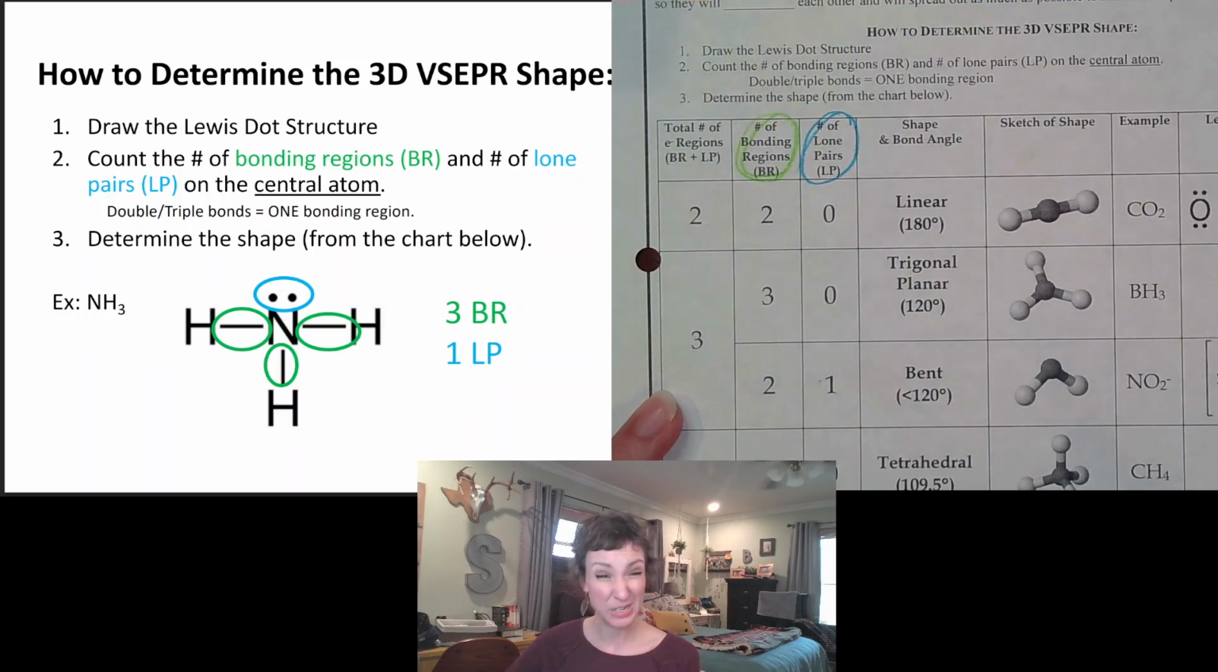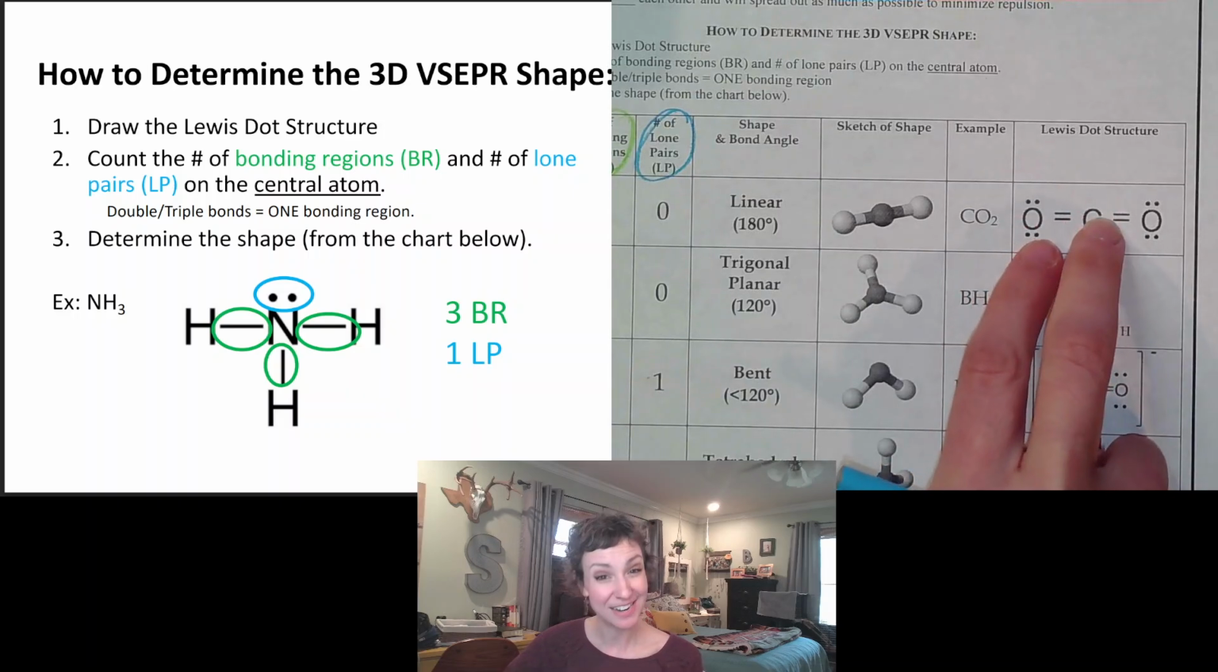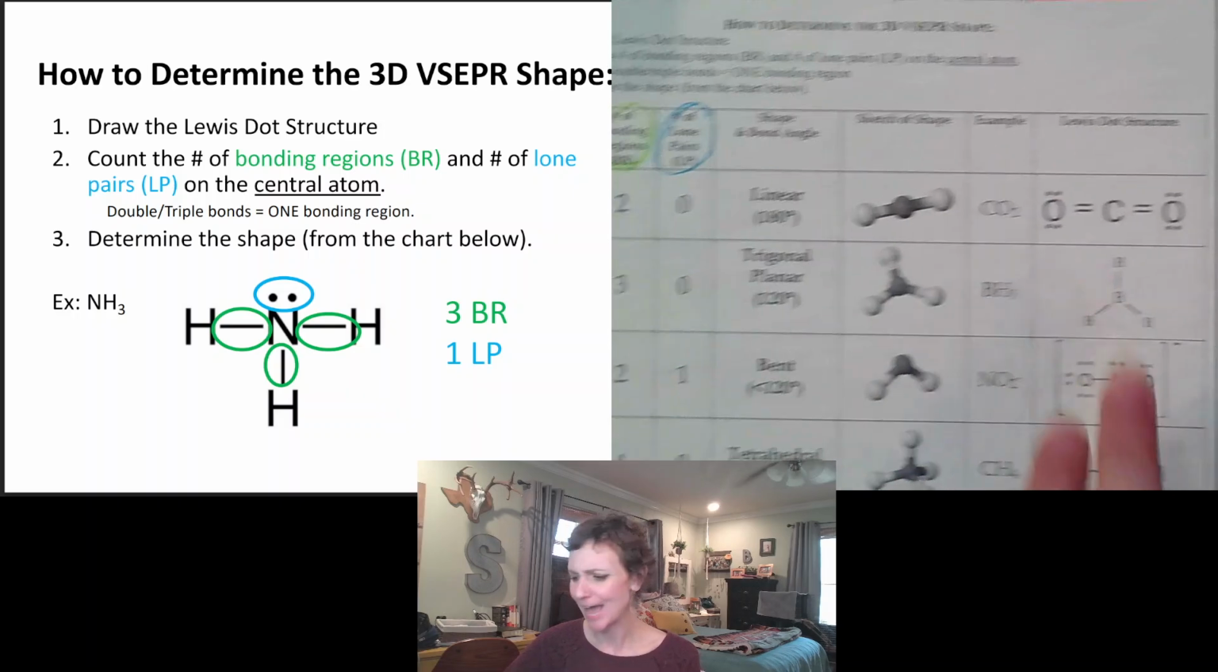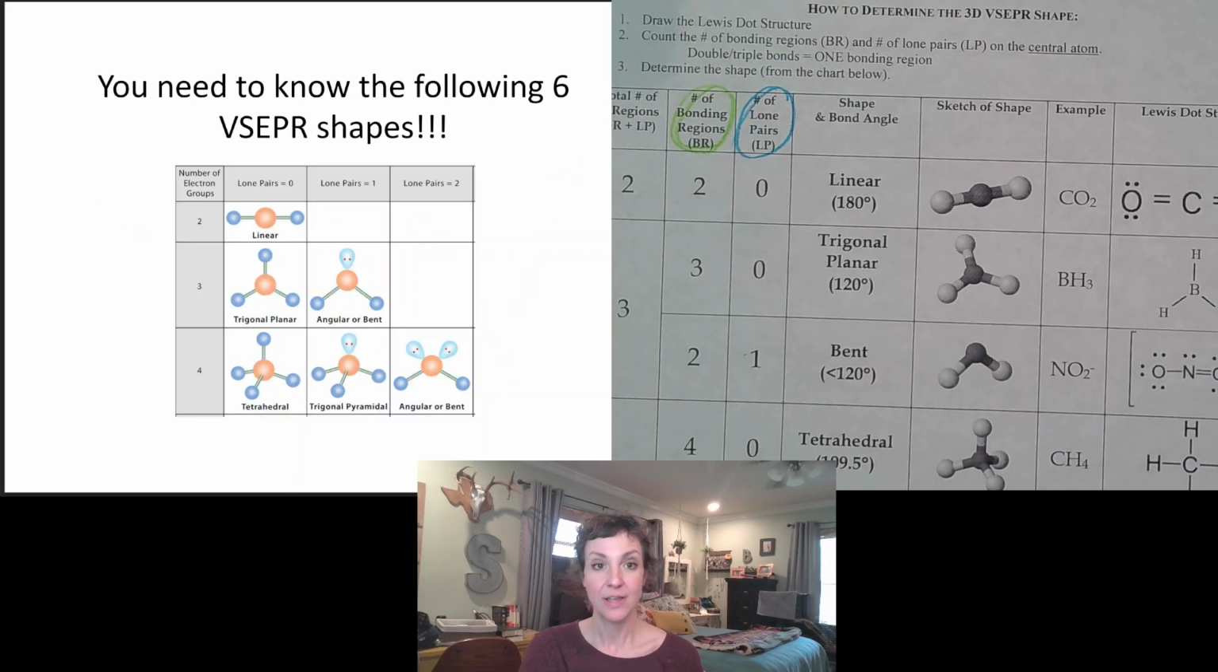That way, when we go through each of these examples, we will circle on our Lewis dot structure what we are looking at and where those lone pairs and bonding regions are, so we can count them. Cool. Okay, so we need to know the following 6 VSEPR shapes.